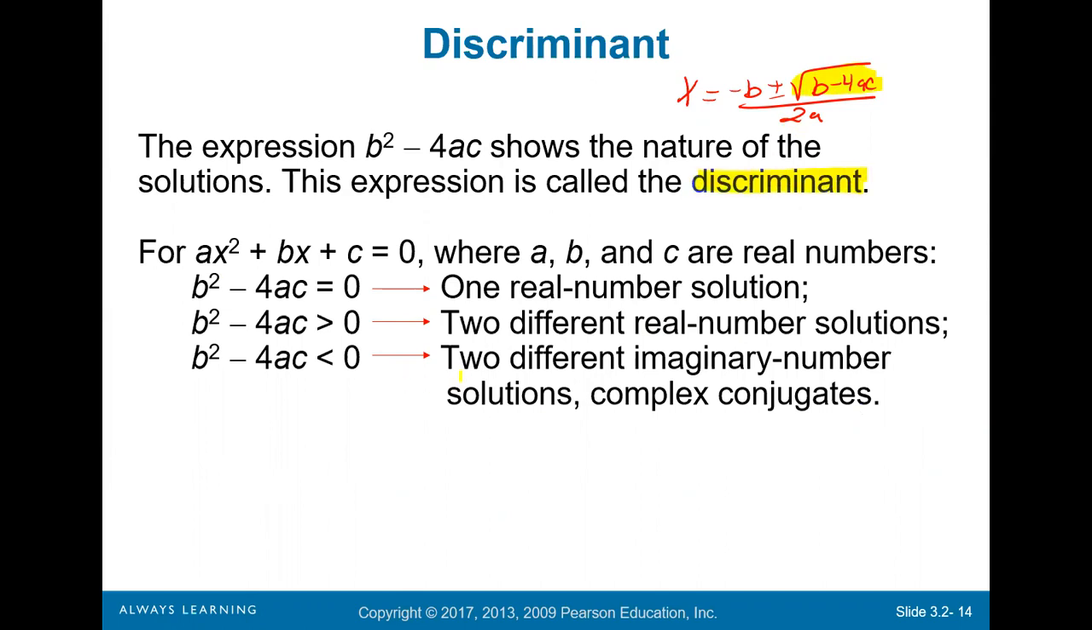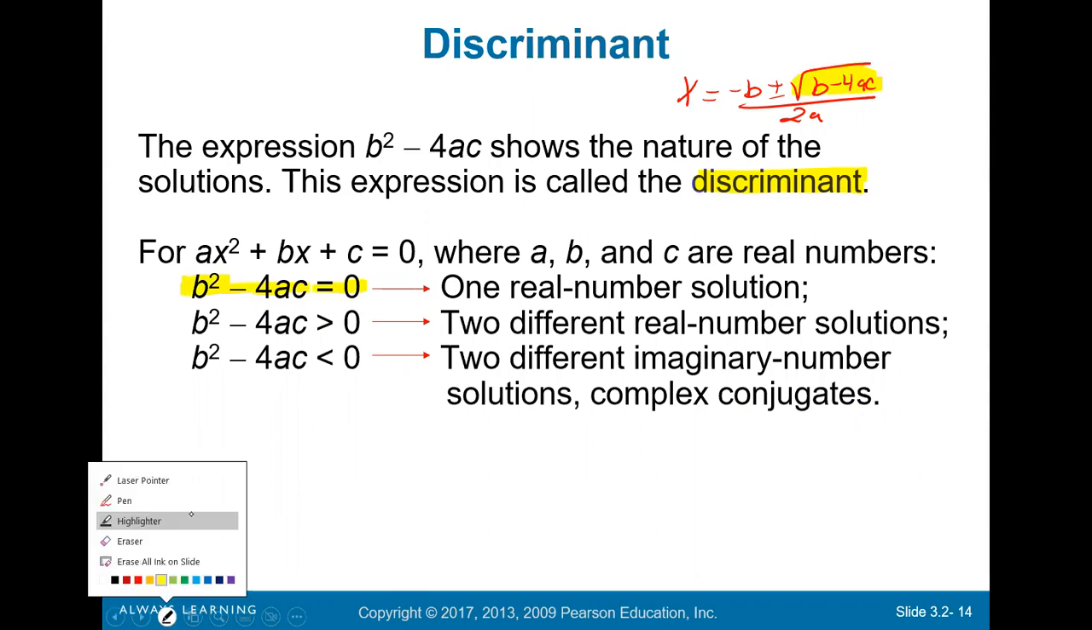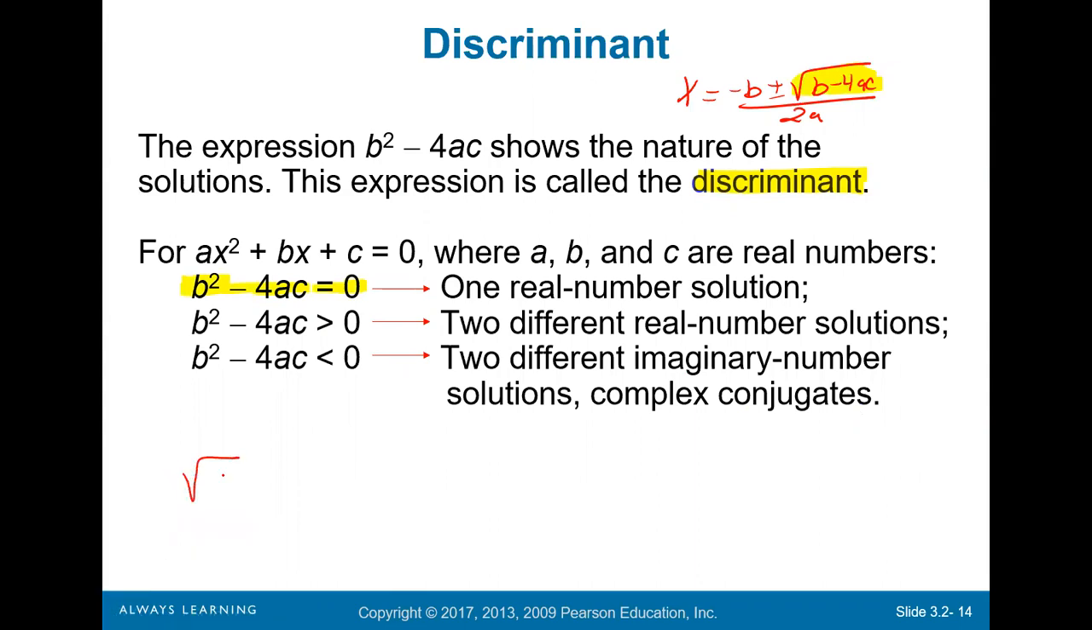What do I mean? That's going to determine if I'm going to have real roots, imaginary roots, or if I'm going to have one solution. How do I know this? Well, it states here that b squared minus 4ac, if that equals 0, what does that mean? That means I have a square root of 0. Then that's 0. So then I have -b over 2a. It's going to give me one real solution, right?